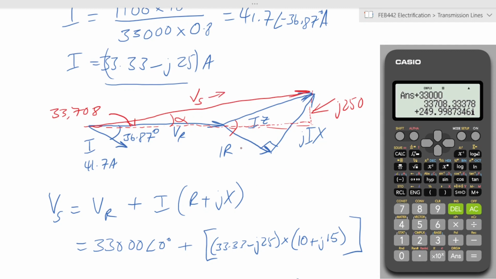So what is VS? The magnitude of VS with the angle of alpha. So you can convert that in your calculator into polar, and it is given by that. So it is 33,709 at an angle of 0.425. So that alpha is 0.425 degrees. Okay.